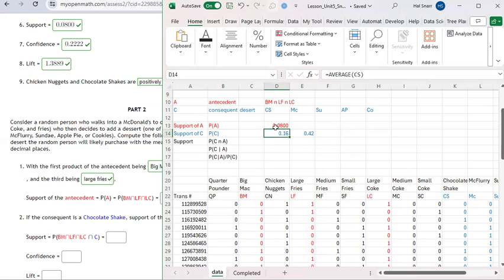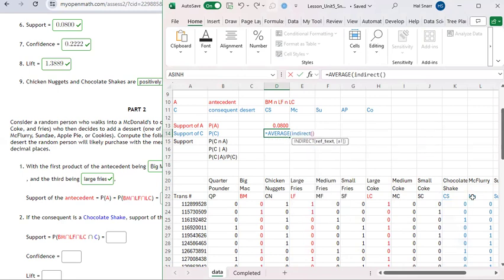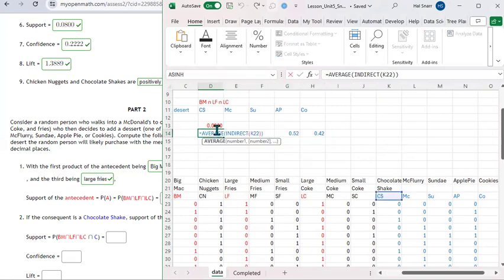I'm going to go back to equal average. I'm going to replace CS with a thing called indirect. And then I will click on the name of the object below it, the ones and zeros below it. What this is going to do is take the average of the object named CS, 0.16. And then I can drag this across, right?